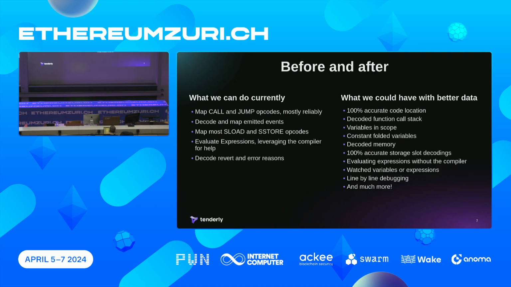We can decode the function call stack. We can be certain about all the parameters inside of the functions, like what's the input, what's the output. We can have all the variables in the scope. We can know which variables are optimized out, meaning they are not used. We can fully decode memory. We can have 100% accurate storage slot decoding. We could evaluate expressions without the need of the compiler, or set them as watch variables. And of course, line-by-line debugging. And so much more.